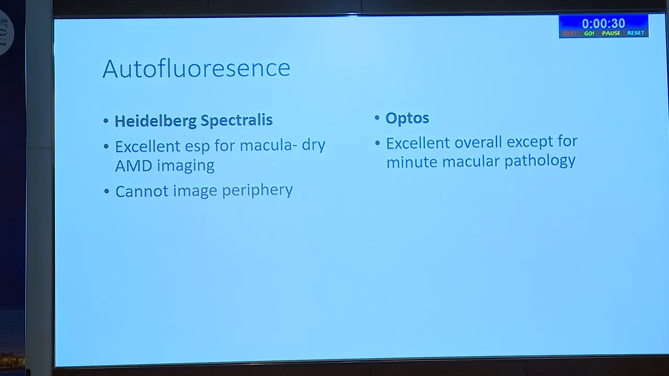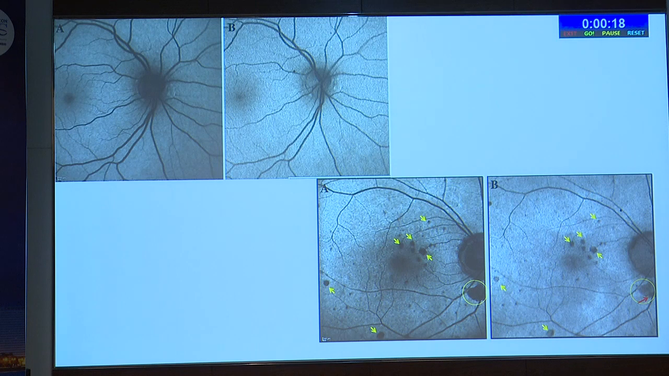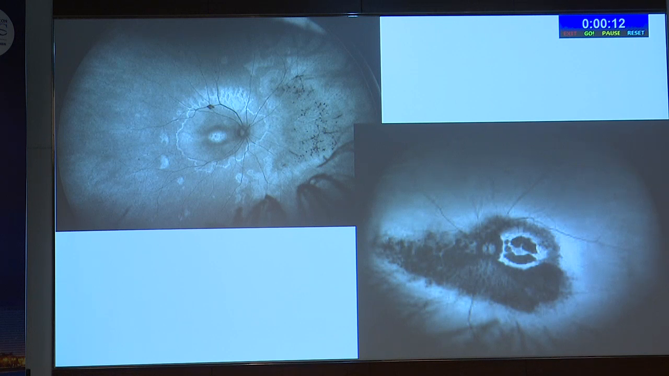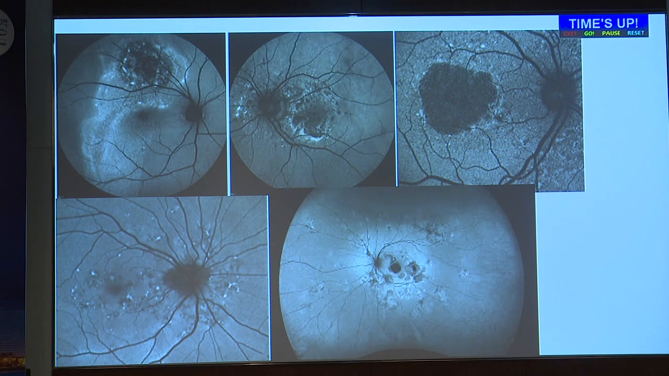Now autofluorescence: both are excellent, but extremely minute pathologies of the macula are seen in very good resolution with the Spectralis. So if you want to follow up a patient of geographic atrophy, or for dry AMD clinical trials, this is a more standardized technology and more used for the dry AMD trials. But the advantage of the OPTOS, as you have seen in the previous talk, is panoramic autofluorescence imaging, which is not possible with the Spectralis, and it also provides excellent macular autofluorescence. So more or less they are equal, but if you want a very minute follow up of macular pathologies, I think the Spectralis is slightly superior and more standardized.